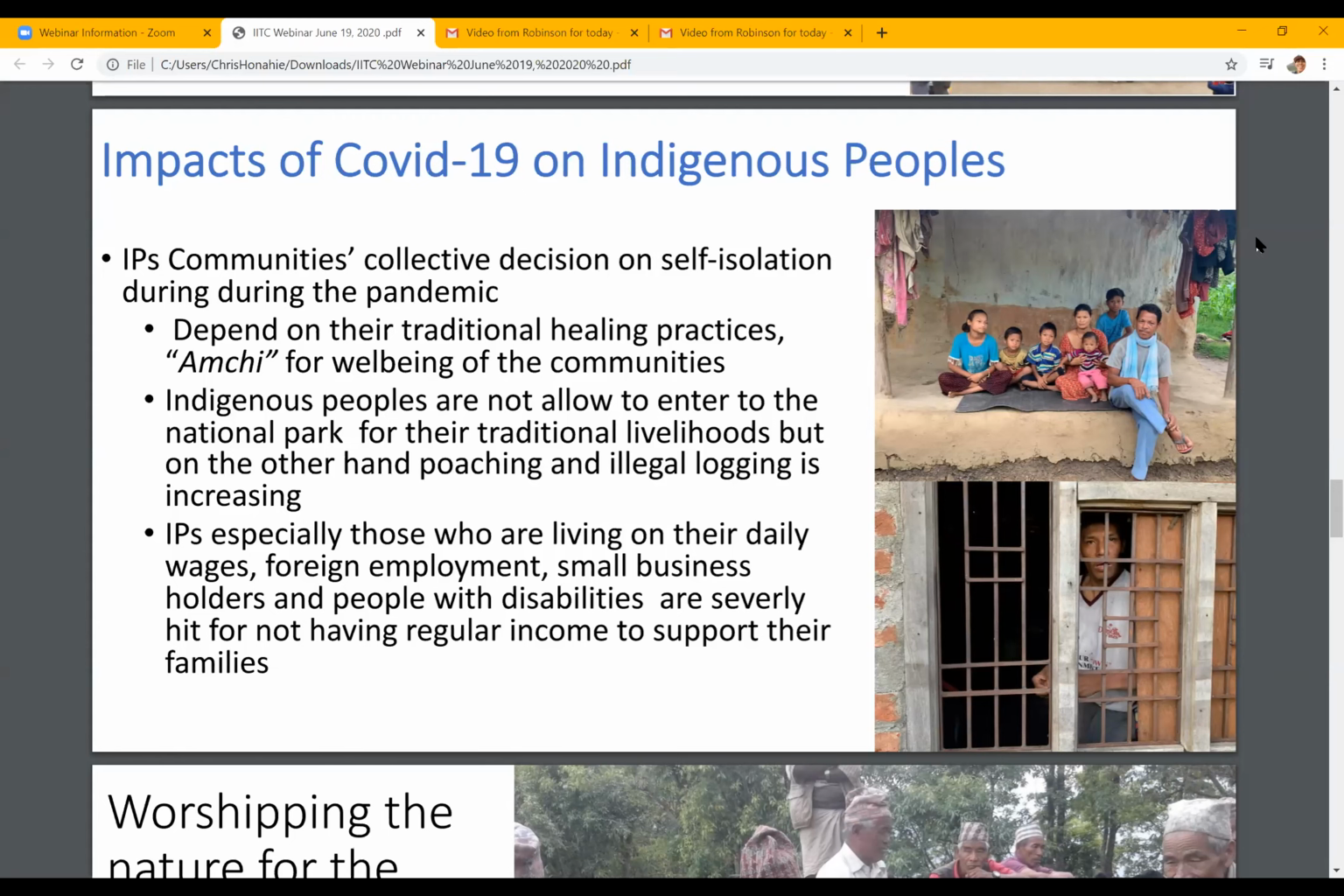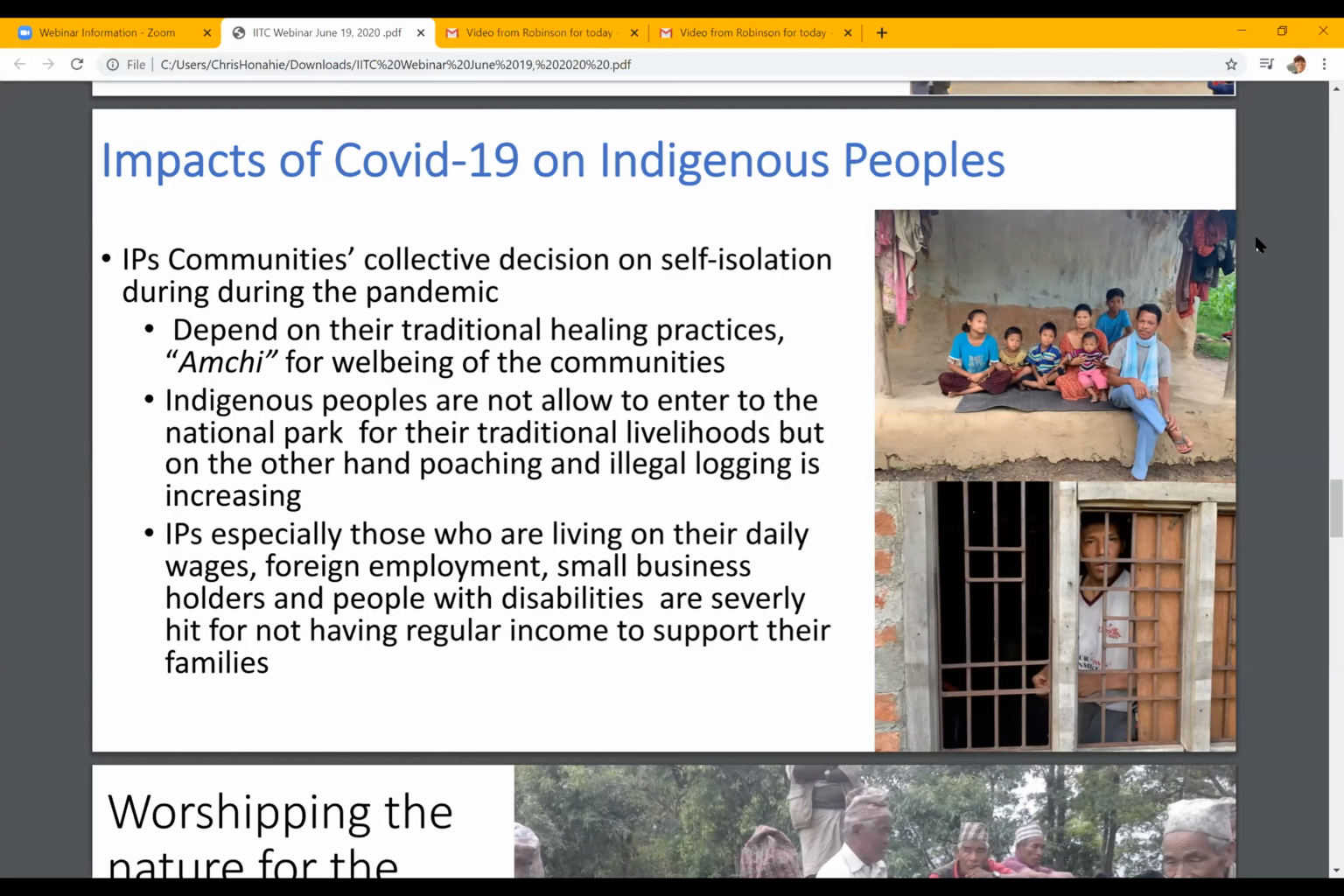But another challenge is that indigenous peoples are not acknowledged for the importance of their traditional livelihoods. They are not allowed to enter the national parks for livelihoods like fishing and collecting natural resources, whereas on the other hand poaching and illegal logging are increasing. So this is another scenario of the impacts of climate change and also of this pandemic at the moment.